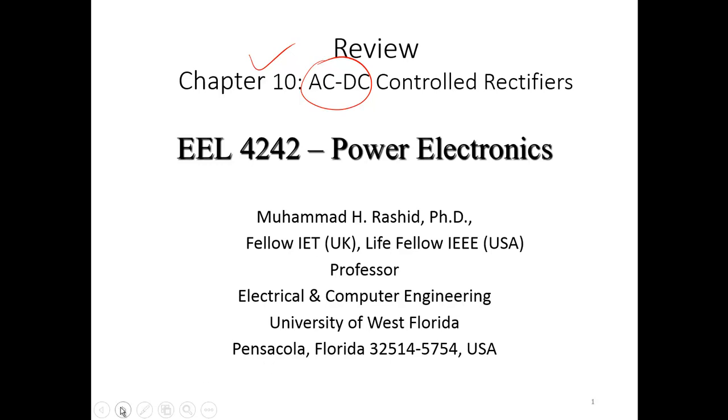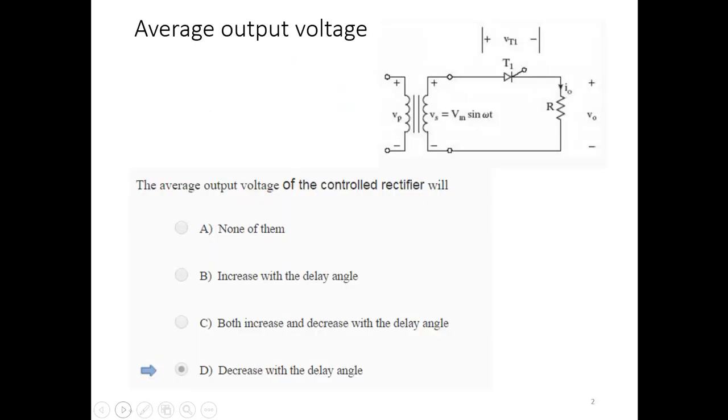This is again for the course EL 4244 Power Electronics. One of the first questions asked: the average output voltage of a controlled rectifier will decrease with the delay angle. If this is the output voltage we normally expect, like a diode half wave rectifier, this will be the output voltage when delayed by alpha. If you make the delay 0, there will be the maximum. If you make the delay 90 degrees, it will be here. If you make the delay somewhere near 180 degrees, you expect a 0. So it decreases with the delay angle.